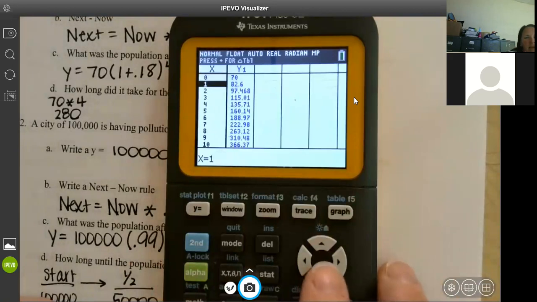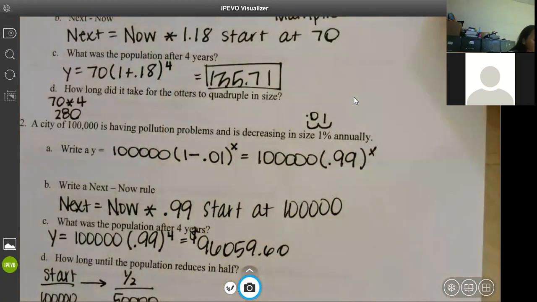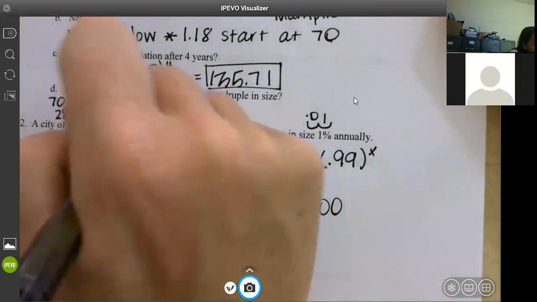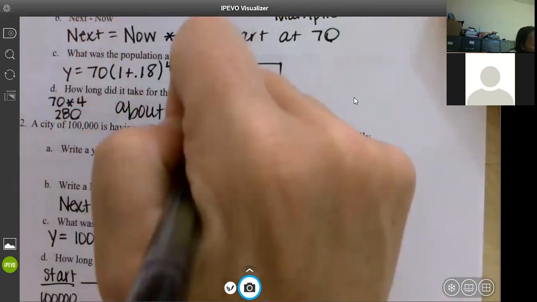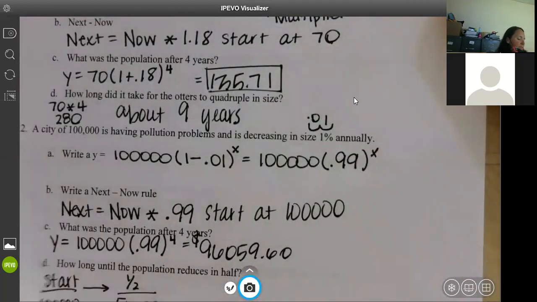There's 70 and 82 and 97 and 115. Looking for 280. So where's it at? Right in between 8 and 9 years, right? So about how many years? I would go with the higher one, about 9 years. So you're just looking at it. I think on your test it says like between 8 and 9. So wherever that value falls. Okay. All right, that's it.